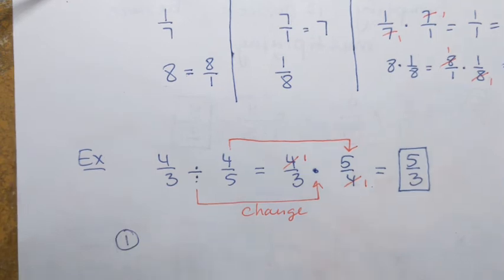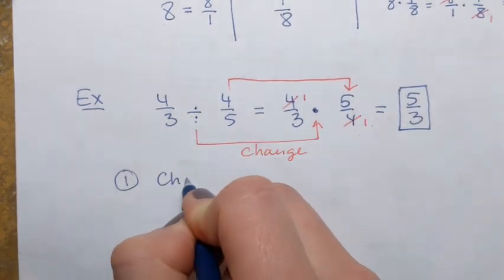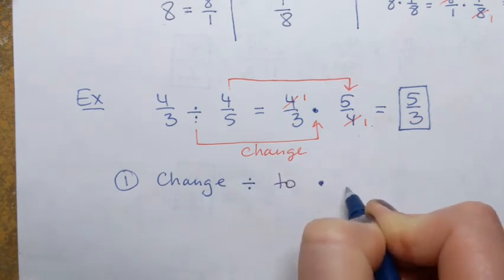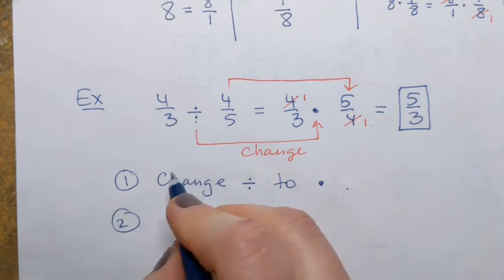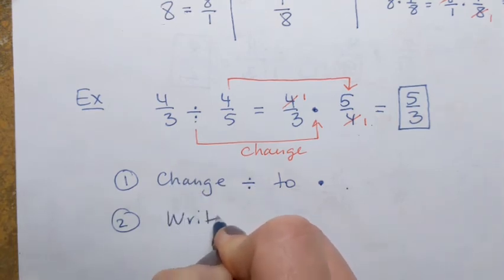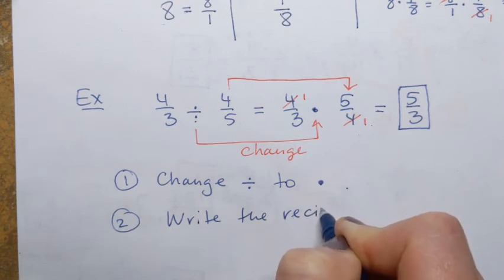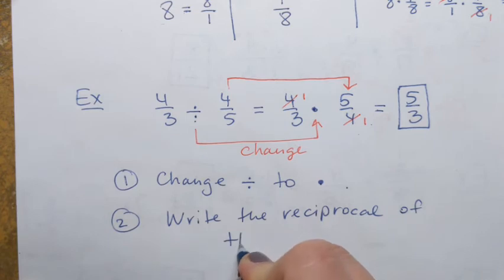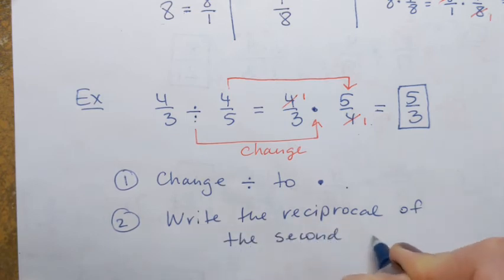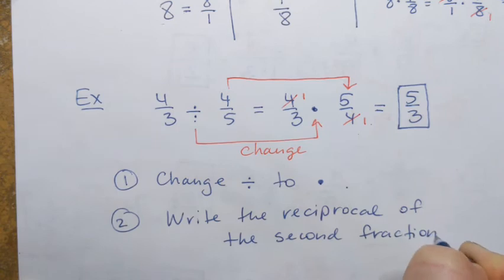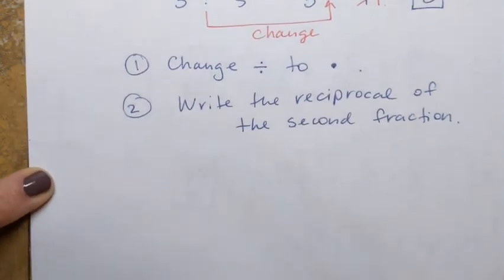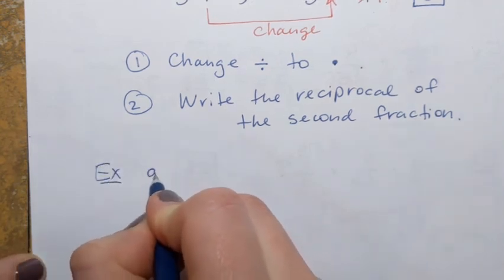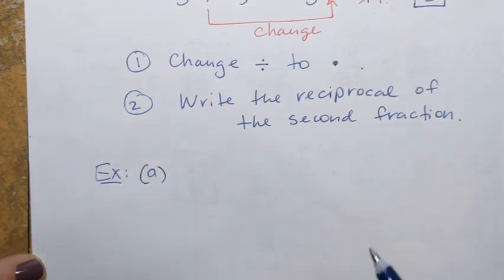So a couple notes. What you had to do is to change division to multiplication. And then second, write the reciprocal of the second fraction. Let's try another example, just for the practice. Let's see a set of examples.